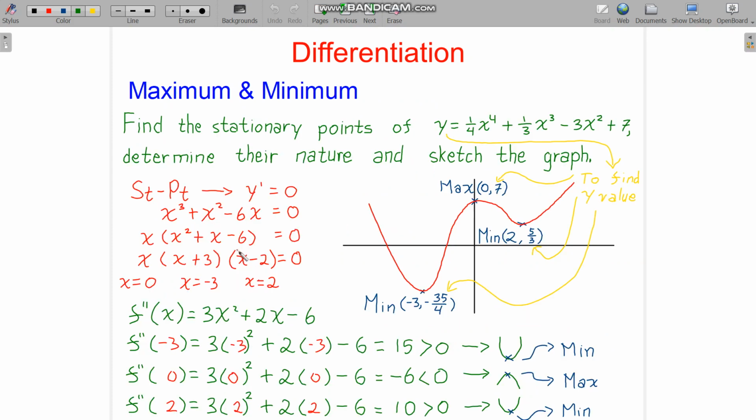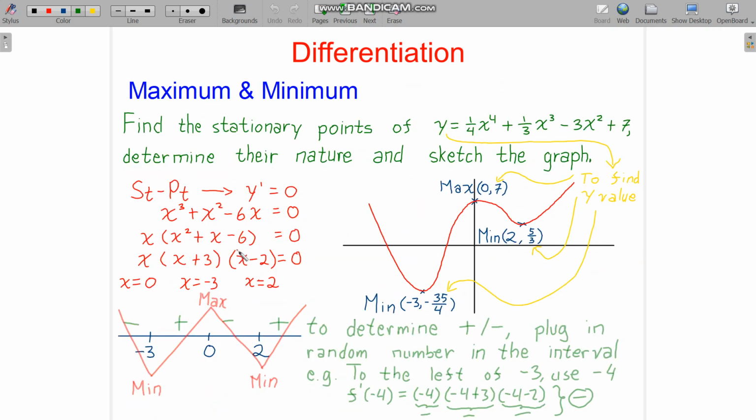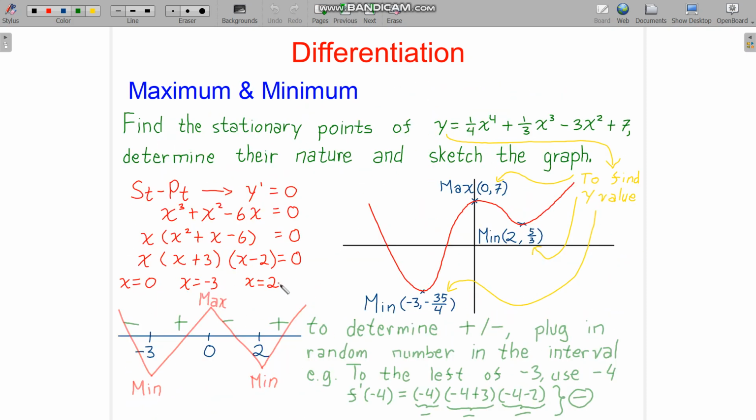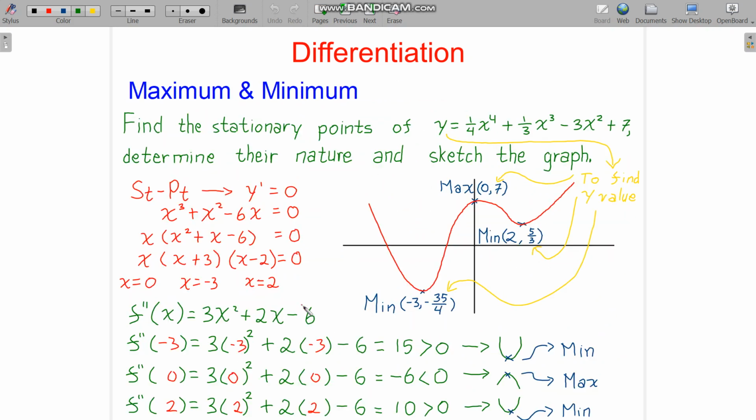So same example, it is exactly the same example as this one. We still find the y prime equals 0, the 0, minus 3, 2, but this time we don't use the sign diagram like this, but we use the double prime to check. So the double prime is, we differentiate the y prime, we get 3x squared plus 2x minus 6. And now we plug in 0, minus 3, and 2, see what we get.